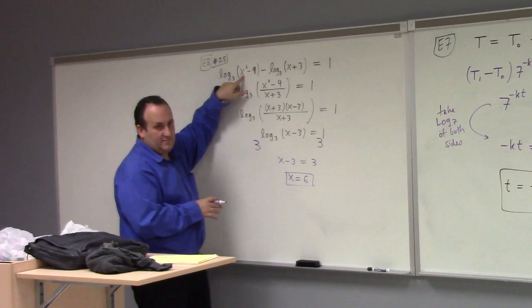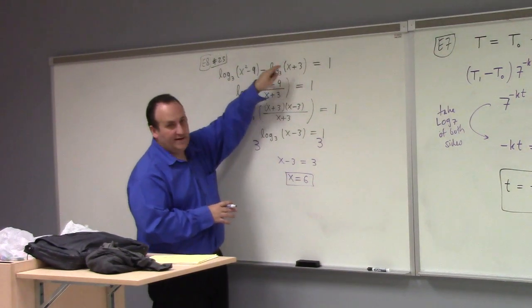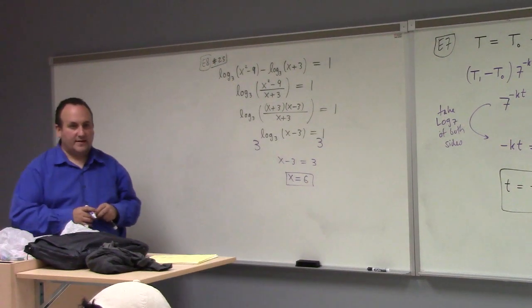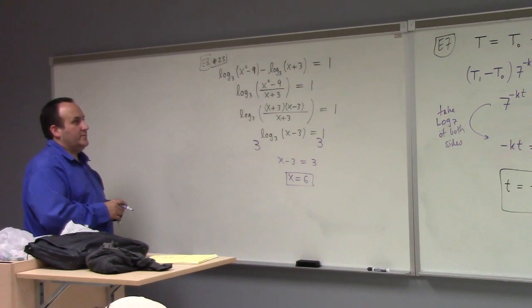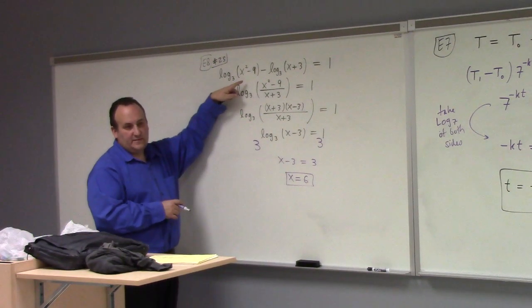36 minus 9, that's positive. Okay, that's fine. 6 plus 3 is 9, that's positive. We're inputting positive numbers into the logs, we're okay. I haven't somehow tricked us into getting a wrong solution. The other way you could have done this, right, is to factor at the start.